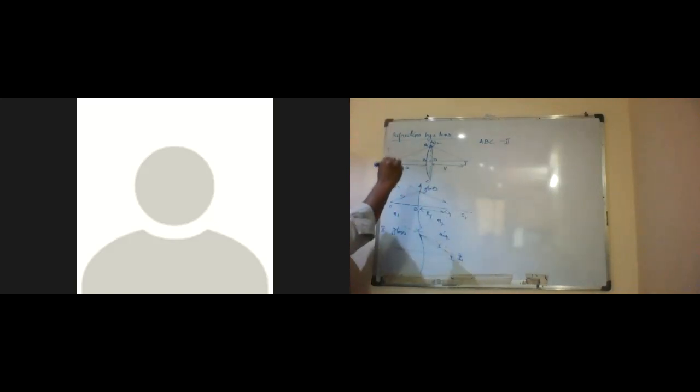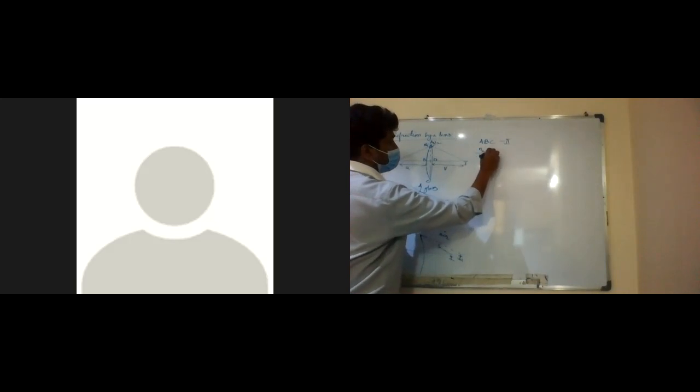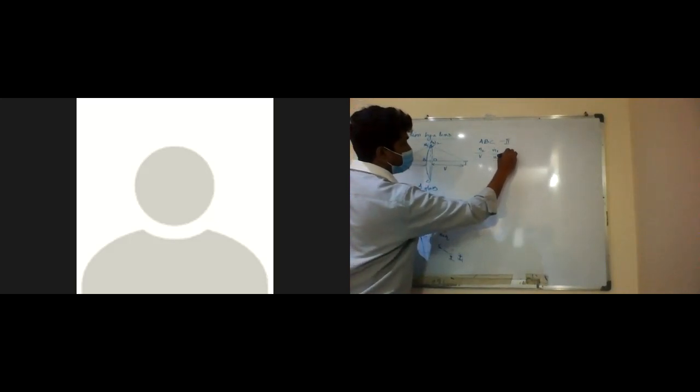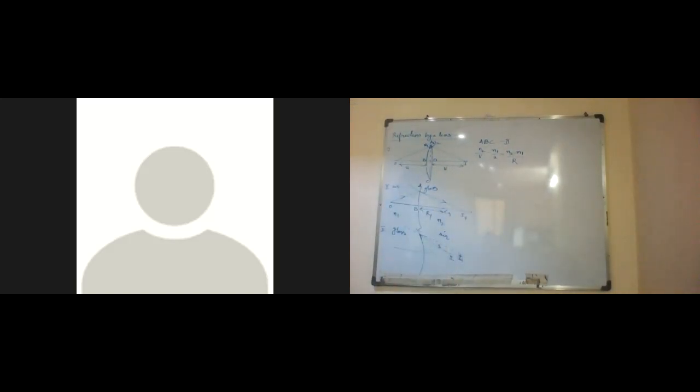So what is my formula? N2 by V minus N1 by U equals N2 minus N1 by R. And then we go more down. That is, the I1 is here. But then how does I1 come here? No, listen. See here. Suppose this is the object.